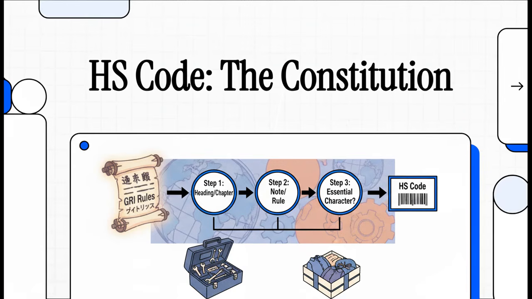Every single product that crosses a border, everything from a pair of sneakers to a satellite, is defined by this secret code. And if you get it right, global trade just flows. But get it wrong? Oh, it can cost you a fortune. So today, we're going to crack that code. We are revealing the Constitution that governs it all.